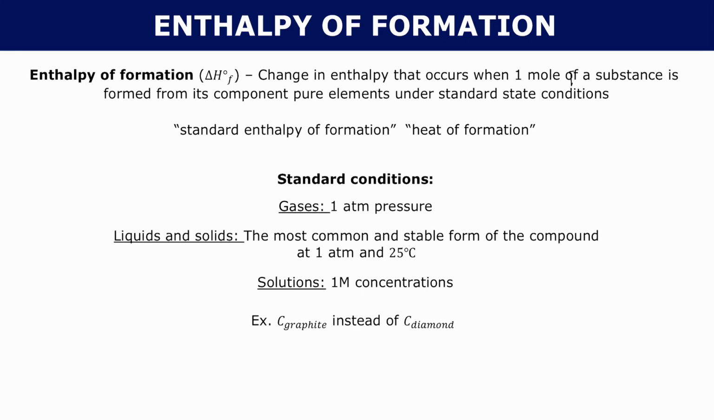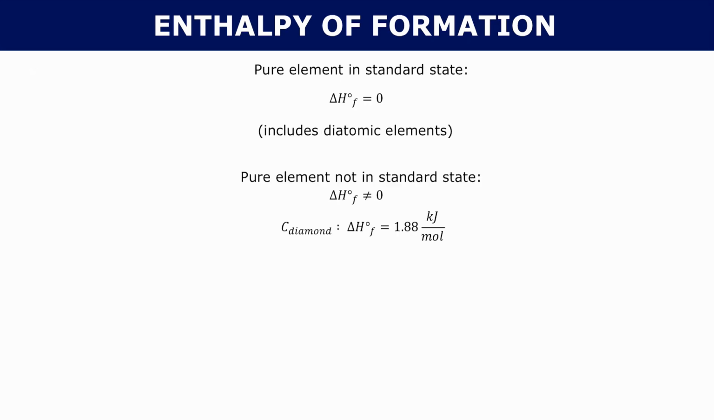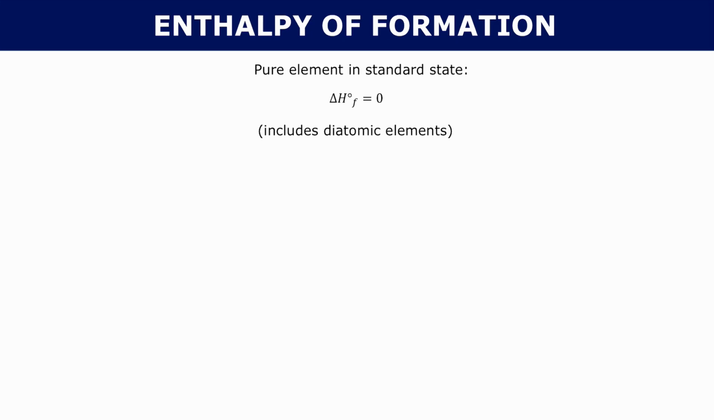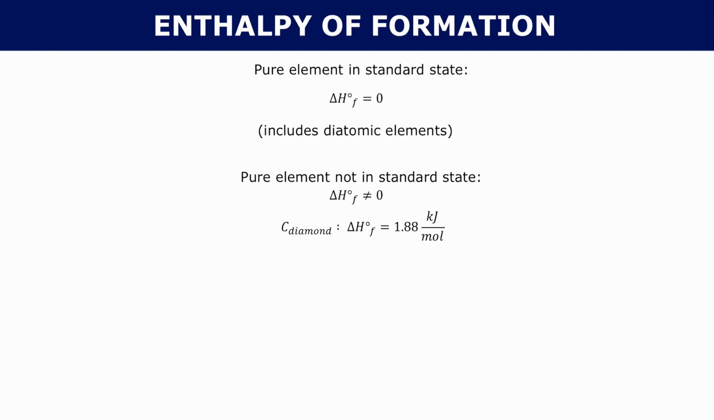Alright, now that we know the conditions, let's talk about how the value changes based on what you're dealing with. So for example, if you have a pure element in its standard state, your enthalpy of formation would just be 0. And this includes your diatomic elements like oxygen and iodine. For a pure element not in a standard state, your enthalpy of formation is not 0. So carbon in its graphite form would have an enthalpy of formation of 0, but carbon in its diamond form would not have an enthalpy of formation of 0. As you can see, it's 1.88 kilojoules per mole.